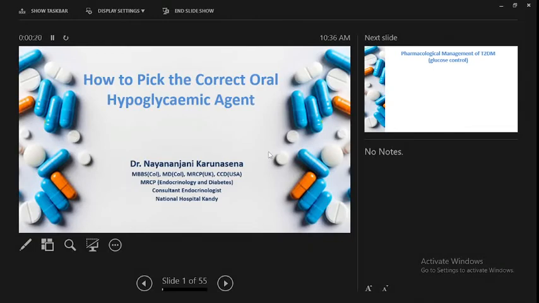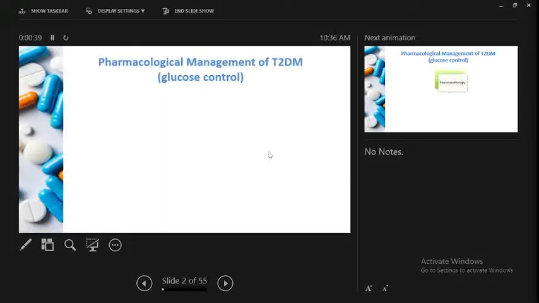So I think you heard overall about diabetes management, the HbA1c target, the blood pressure target, and everything. So let's now look at a specific thing, that is how to pick the correct oral hypoglycemic agent. I think this is a question that everyone has. So I'll be focusing only on type 2 diabetes, obviously.